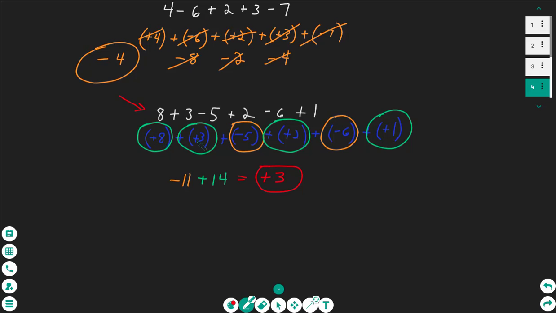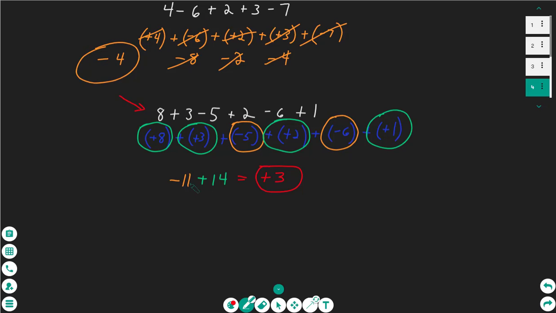We have a positive 8 and a positive 3 is 11. An 11 and a negative 5, positive 11, negative 5, it's going to be a positive 6. Positive 6 and a positive 2 is a positive 8. A positive 8 and a negative 6, it's going to be a positive answer. 8 minus 6 is 2, so a positive 2. And a positive 2 and a positive 1 is a positive 3. So if we had done this problem by moving from left to right, we still would have ended up with the answer of a positive 3. And we could do the same thing going from right to left, or any other order that we choose.